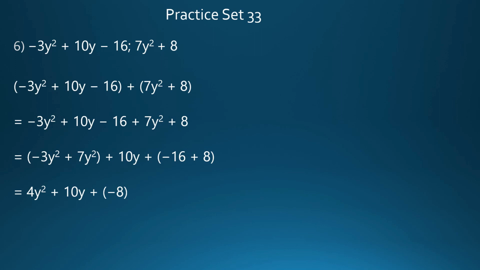In the next step we are going to open the bracket. So plus and minus will become minus. So then we will get 4y square plus 10y minus 8. So the solution of minus 3y square plus 10y minus 16 plus 7y square plus 8 is 4y square plus 10y minus 8.